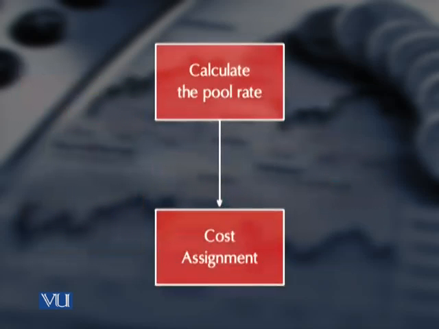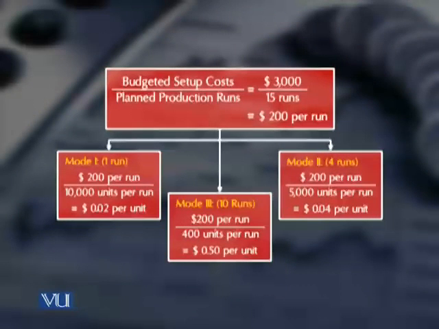Now the second cost pool is the setup cost pool, and the overhead for this setup cost pool is just 3,000. If you work out the rate, budgeted setup cost of 3,000 is divided by 15 runs, because 1 run is required for Model 1, 4 runs for Model 2, and 10 runs for Model 3. So the rate comes to 200 per run.